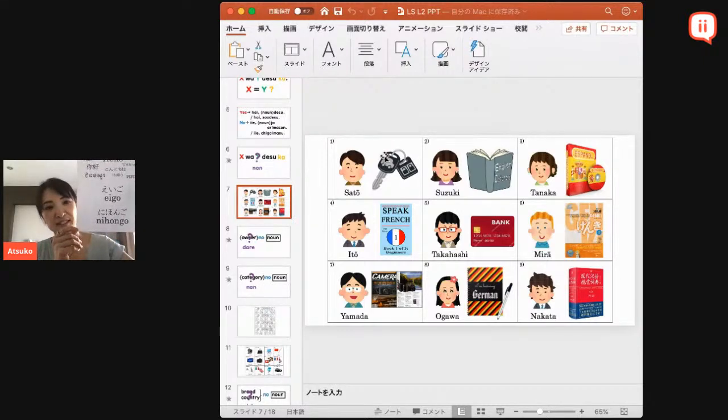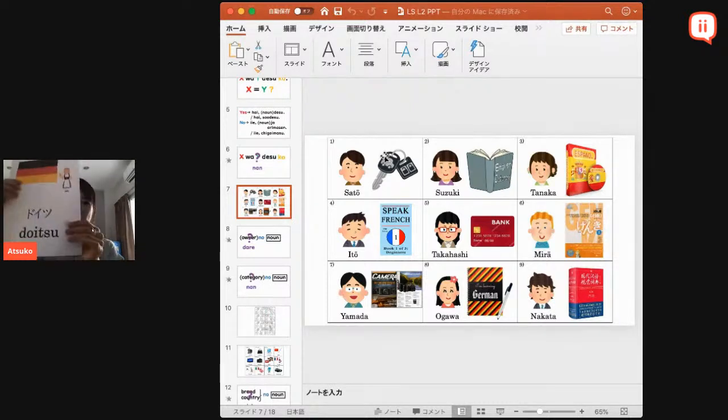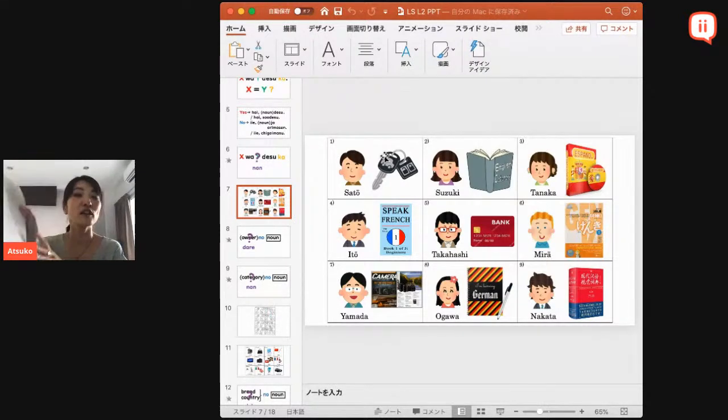Japanese book. これは日本語の本です。Number seven, camera, magazine. Magazine is 雑誌 in Japanese. 雑誌。これはカメラの雑誌です。Number eight, notebook, notebook. German. German is ドイツ語。Country name plus 語、ドイツ語。これはドイツ語のノートです。Okay, last one, Chinese dictionary, Chinese dictionary.